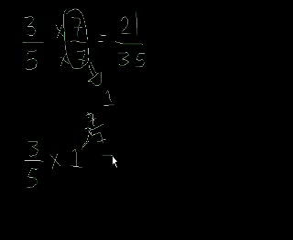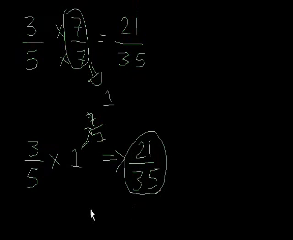Same thing as 7 over 7. And that's how we got 21 over 35. So it's interesting. All we did is multiply the number by 1, and we know that any number times 1 is still that number. And all we did is we figured out a different way of writing 3/5, as 21 over 35.